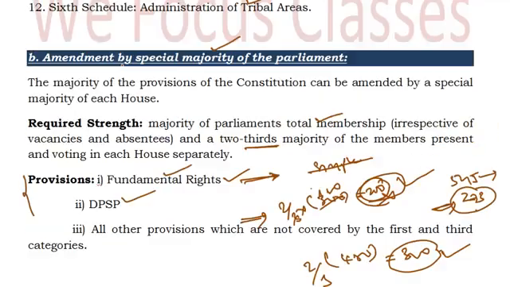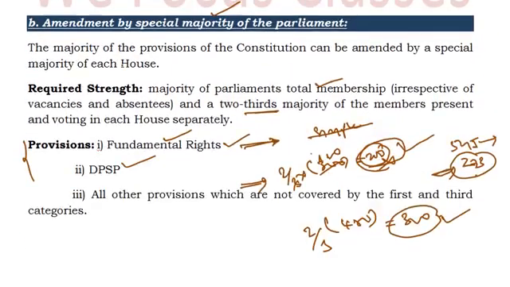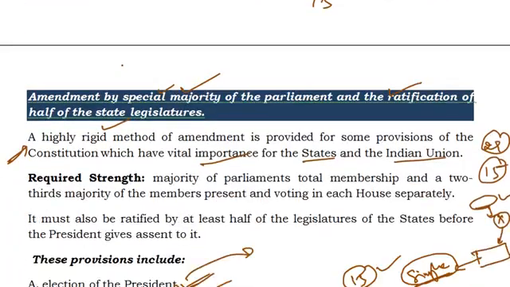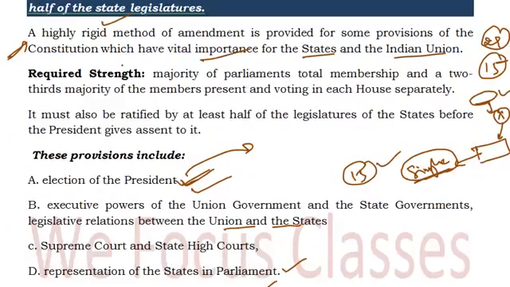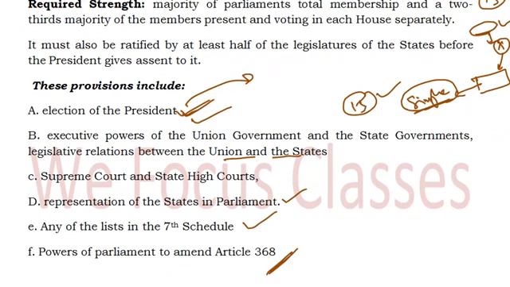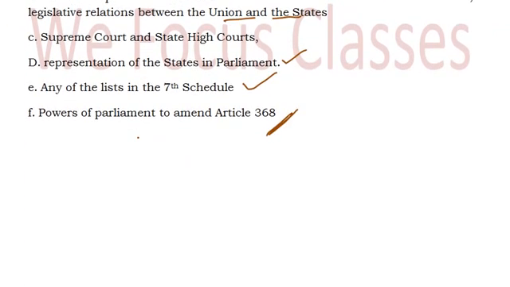This is the amendment procedure. There are three provisions. One is by a simple majority, one is a special majority of the parliament, and the third one is a special majority of the parliament, and also it has to be ratified by half of the state legislatures with a simple majority. So this is all. Now in the next class we'll see what are the important amendments so far done in India. That will be helpful for us in the exam.